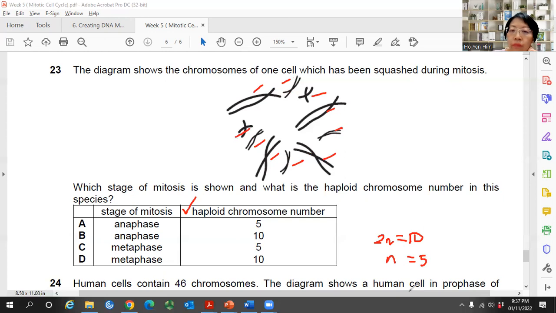So is the answer D? If n equals 5, the answer is C, but I choose D. The correct answer is C, because 2n is 10. Normal cell is 2n. So n is half of 10, which is 5 lah. Okay, so do you have any more questions?